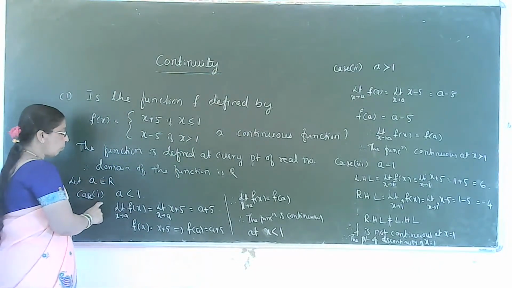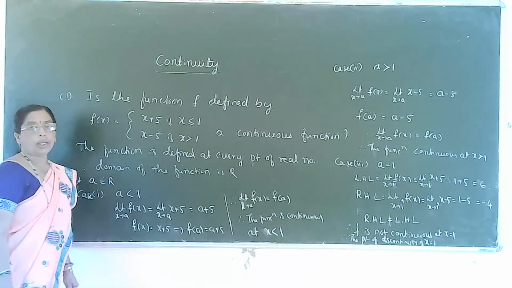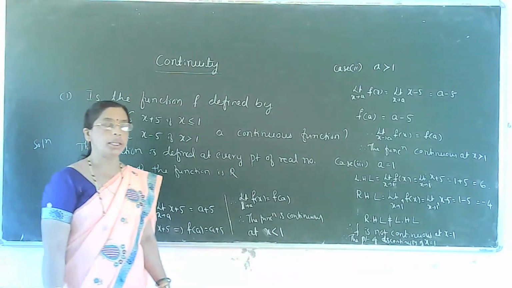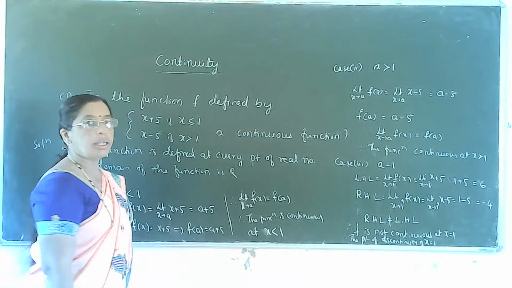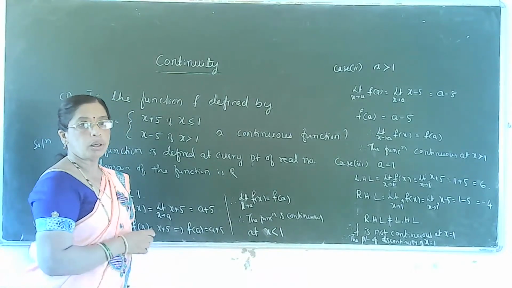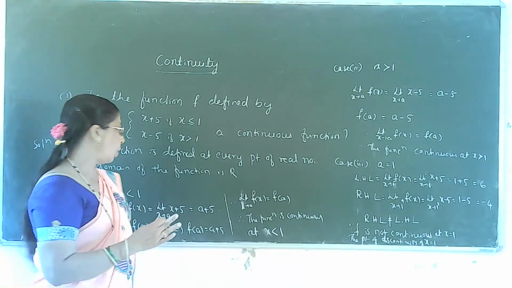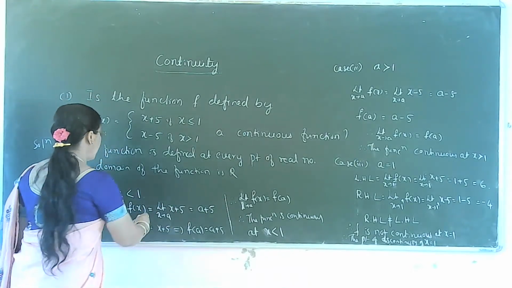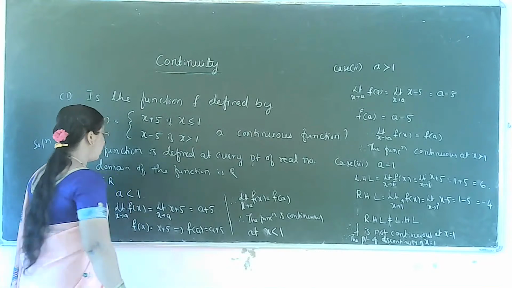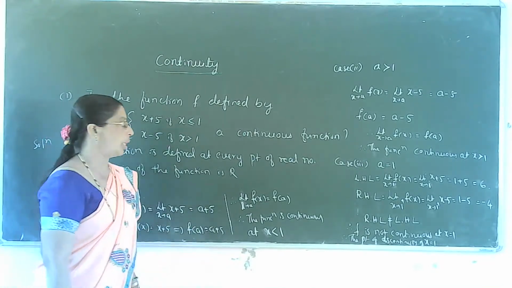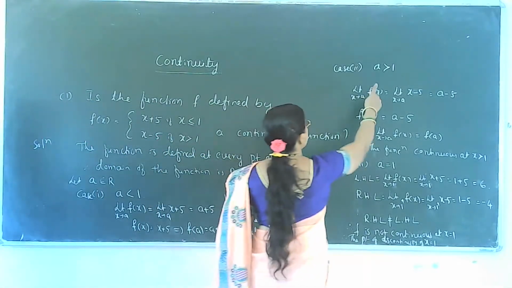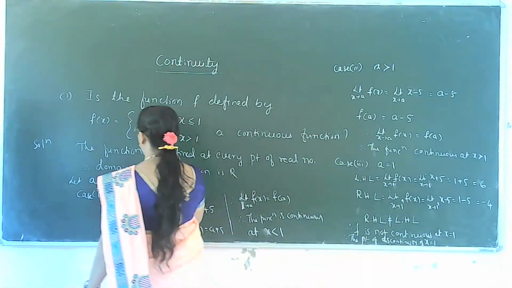Then you take case 1, a is less than 1. You check the continuity of the function everywhere: less than 1, greater than 1, and a equal to 1, or x equal to 1. First, a is less than 1, the function is continuous. Then a is greater than 1.